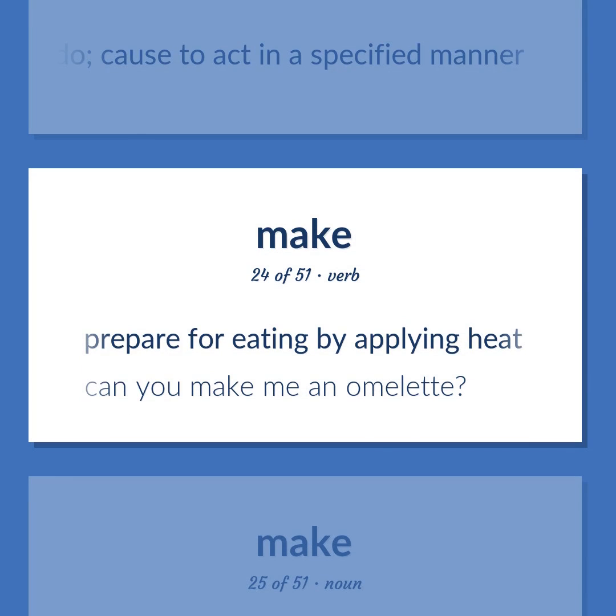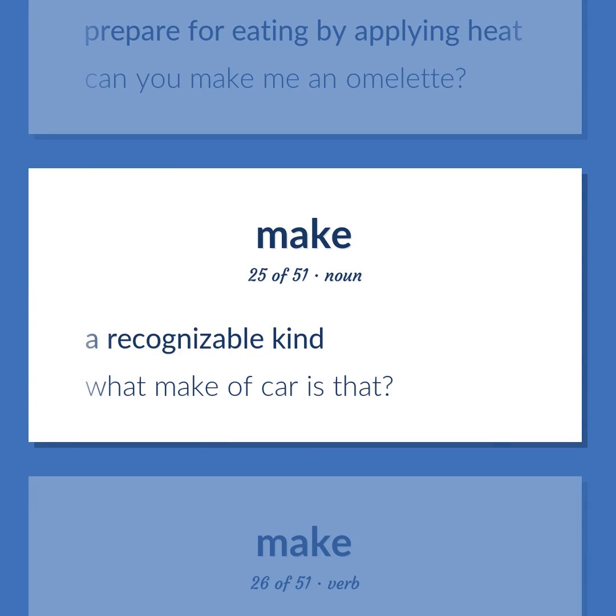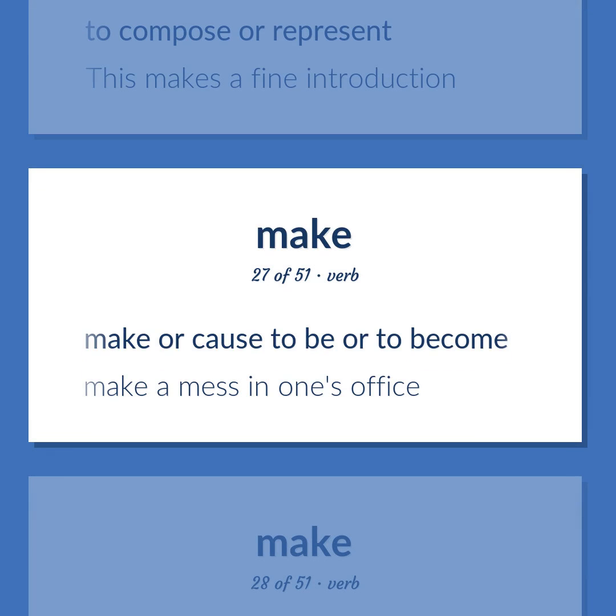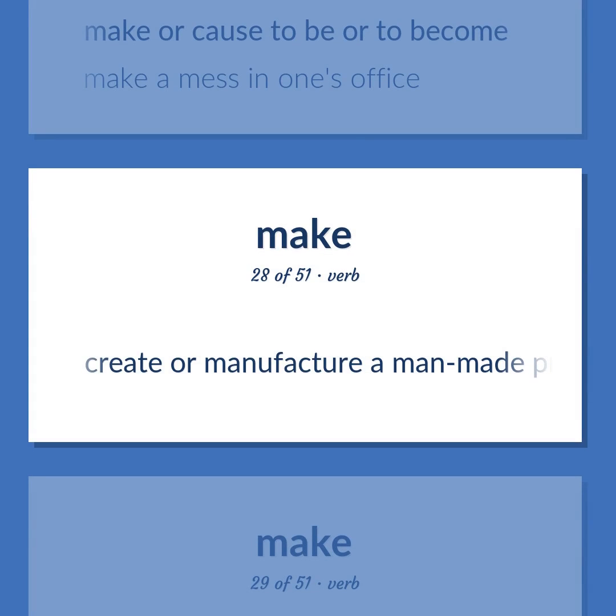Prepare for eating by applying heat. Can you make me an omelette? A recognizable kind. What make of car is that? To compose or represent. This makes a fine introduction. Make or cause to be or to become. Make a mess in one's office. Create or manufacture a man-made product.